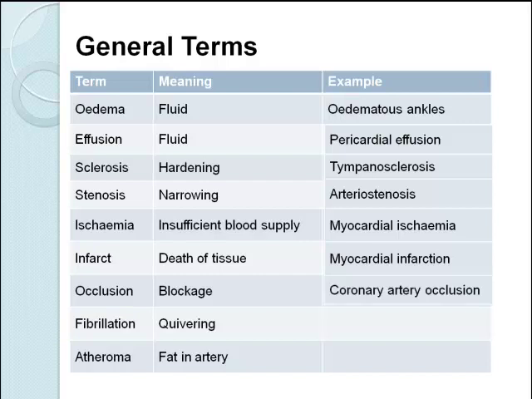Occlusion is blockage, coronary artery occlusion, so blocking of a coronary artery. Fibrillation is quivering, and we had atrial fibrillation, where the top chambers of the heart, the atria, quiver away, not pumping the blood properly down into the ventricles. And atheroma means fat in an artery. Atherosclerosis, hardening of the fat in the artery.